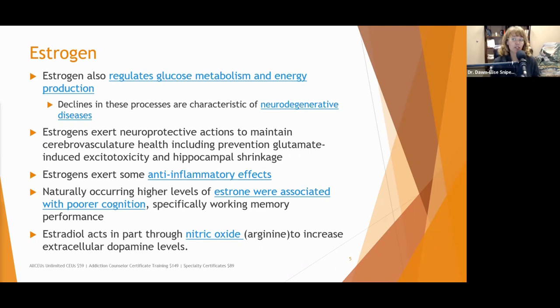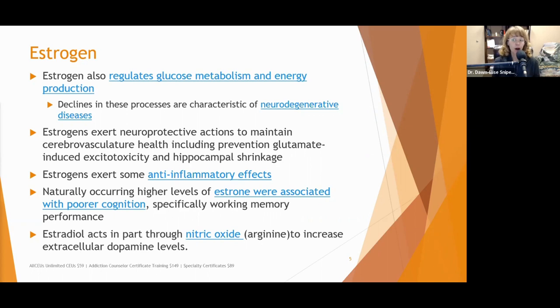Estrogens can exert some anti-inflammatory effects, which is good. And naturally occurring higher levels of estrone, remember, not estradiol, but estrone, were associated with poorer cognition and specifically problems with working memory. So when your estrone goes up and your estradiol goes down, people tend to have poorer cognition and difficulty with working memory.